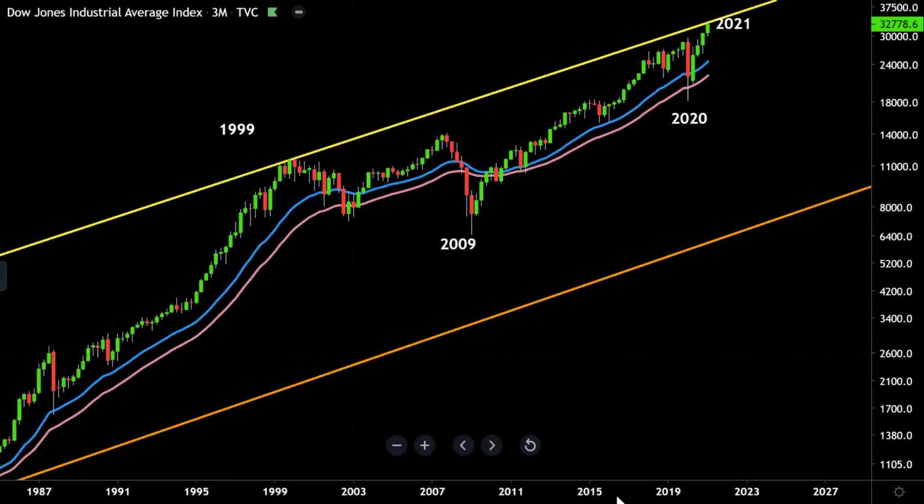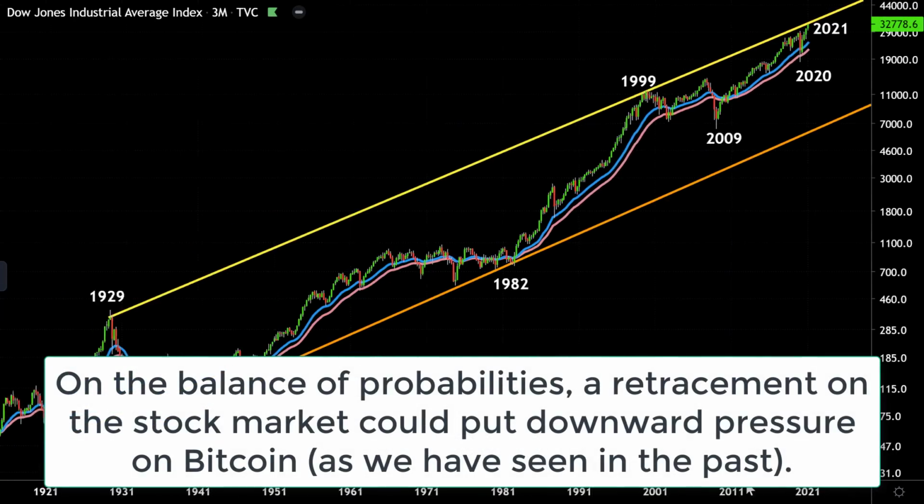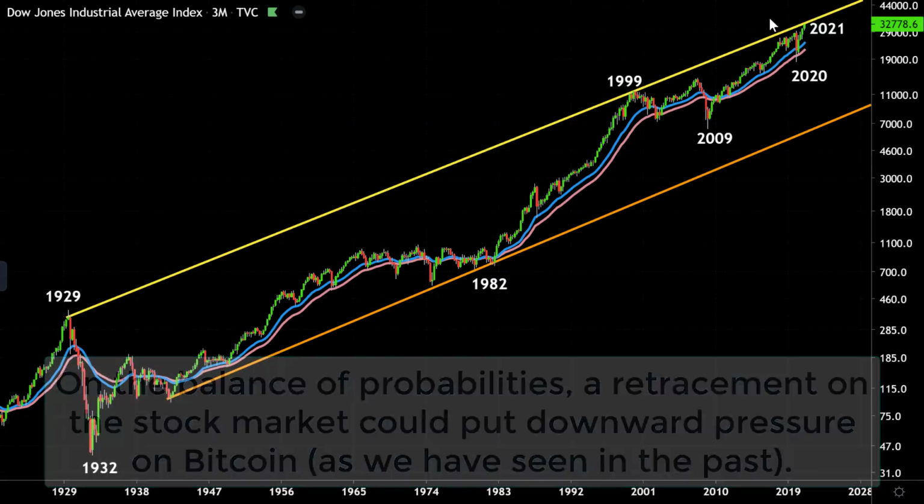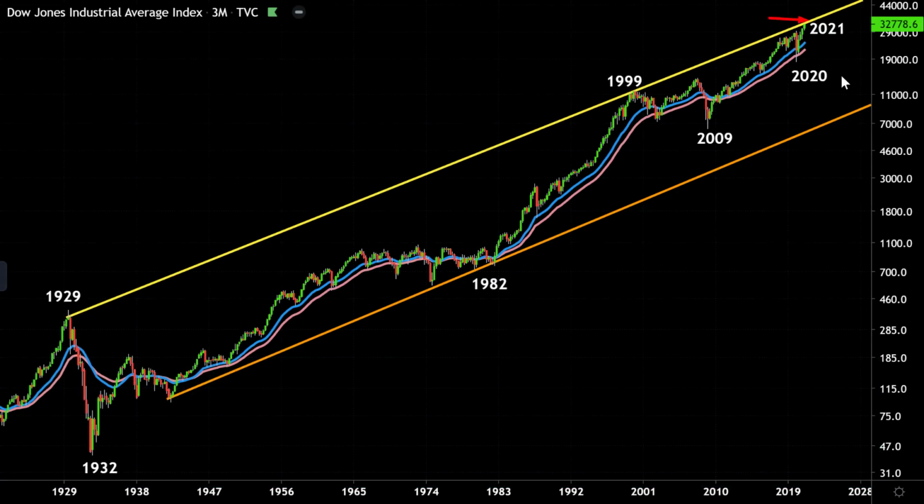Personally, I think that on the balance of probabilities, if the price action gets rejected from that trend line, so if we do come to that trend line and get rejected from it, I think it'll probably put some downward pressure, some negative pressure on Bitcoin like we've seen before. Anyway, guys, very interesting and fascinating chart, and I'm looking forward to seeing what happens here on the Dow over the next few weeks and months when we do reach that level.